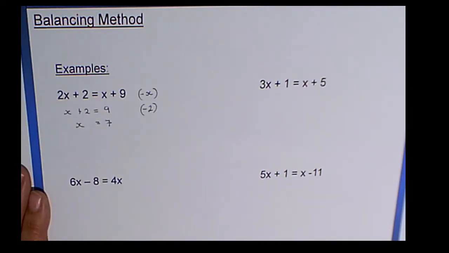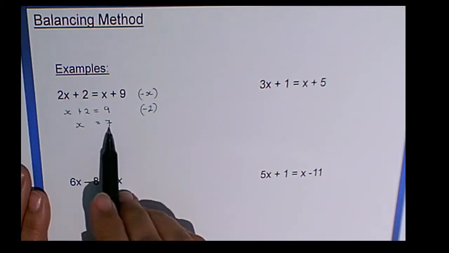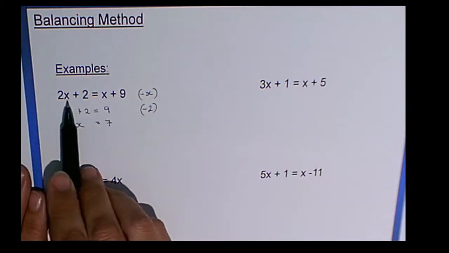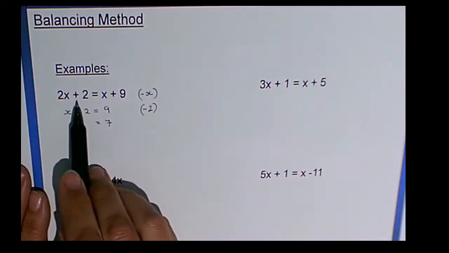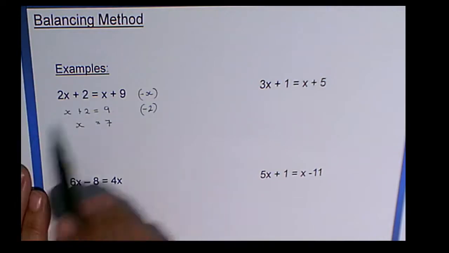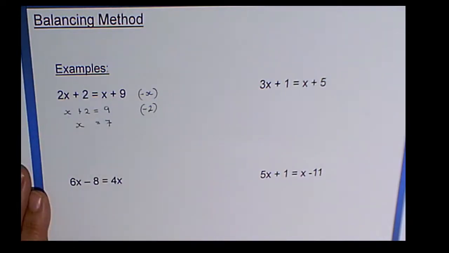As soon as we've got one letter and one number, we are finished. So let's just check through and make sure we're happy then. So let's substitute it back in. 2 times 7 is 14, plus 2 is 16. 7 plus 9 is also 16, so our answer is correct.